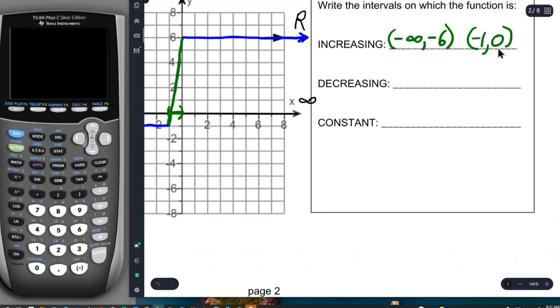No brackets. And you know how we sometimes put a U in here? You don't do that here. Instead, you just put a comma, because all you're doing is making a list of the intervals where the graph is increasing. We don't stick them together with a U. Instead, we separate them with a comma. That was really hard for me to get used to when I was a student.